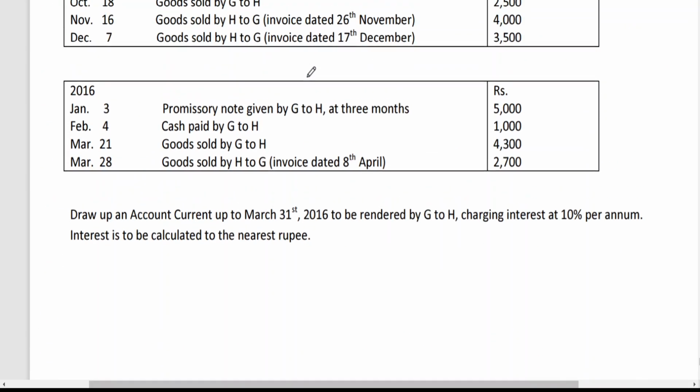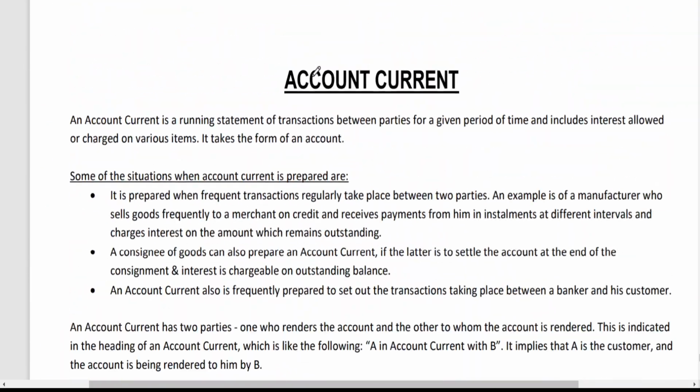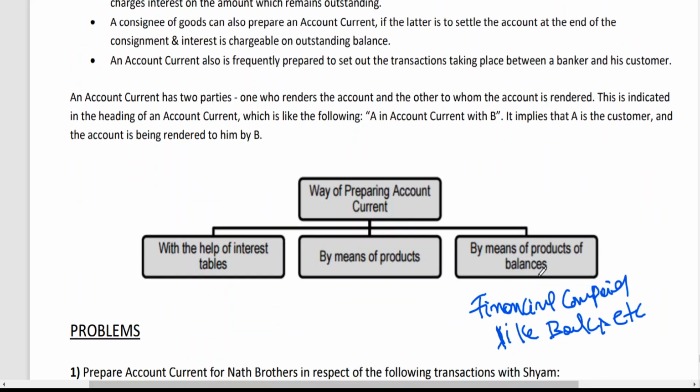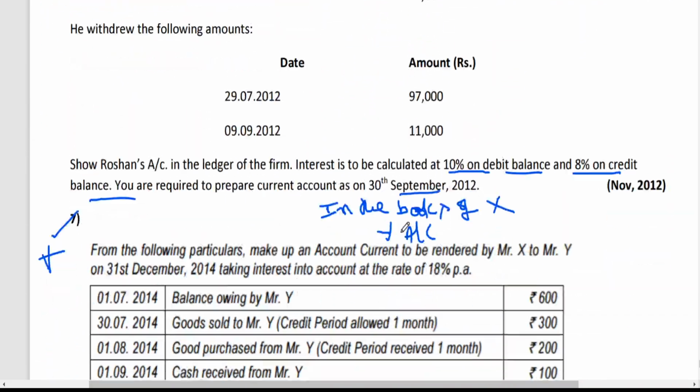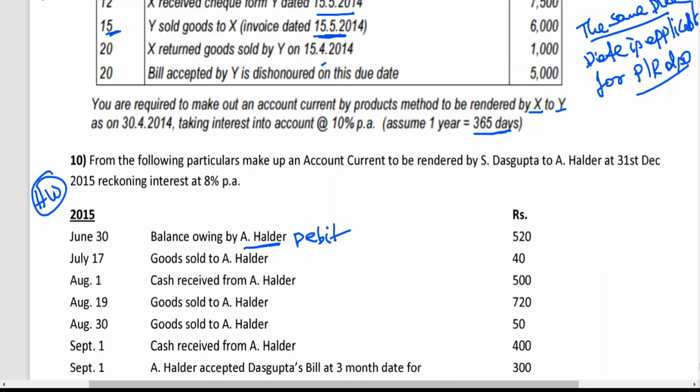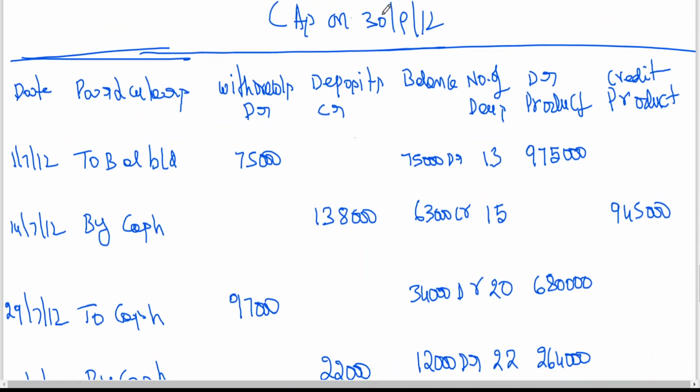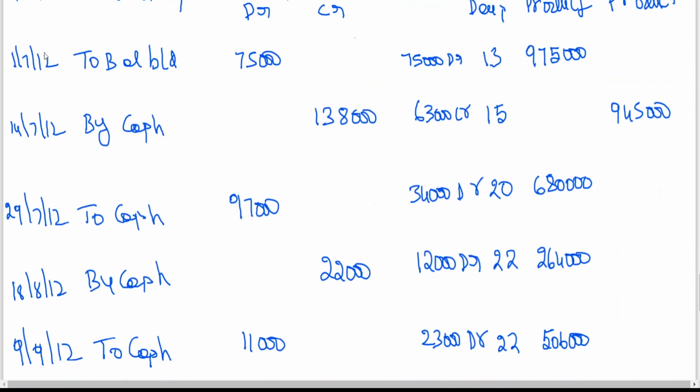The name of this method I have told you, what we have done is called means of product balances. Why do we have means of product balances? Because the debit rate of interest is different, the credit rate of interest is different. So let me conclude once again. How to calculate the number of days, sir? The difference between these two transaction dates is the number of days.